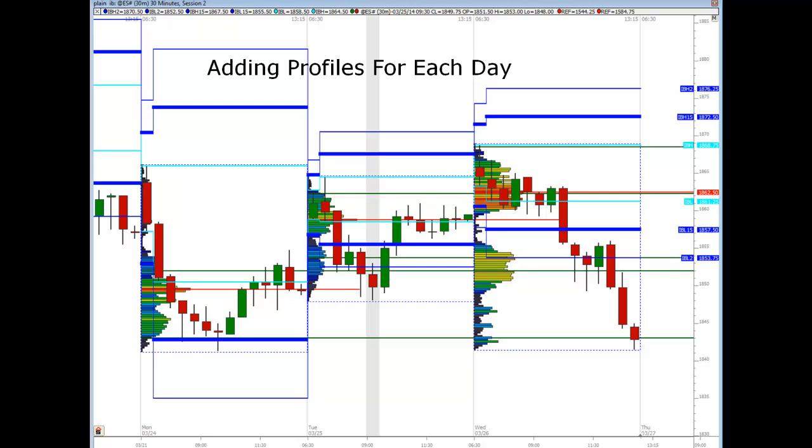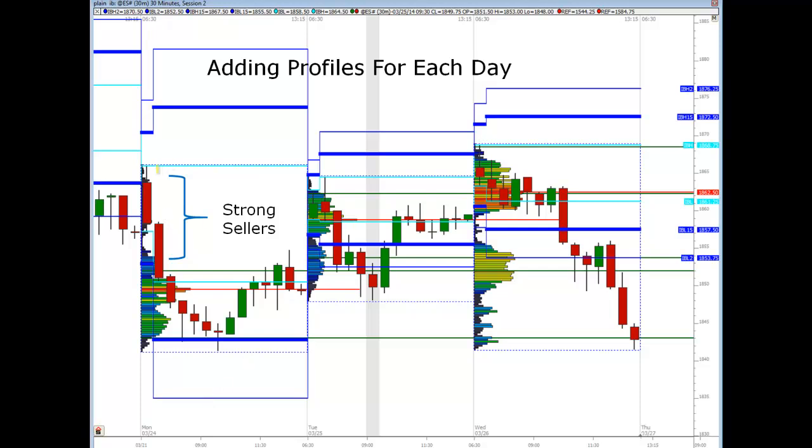So on this chart, each of the different days that you see has its day profile in addition to the initial balance levels. Having the profile on the chart certainly will show us some very interesting observations and will help to illustrate the power of the IB lines in tandem with profile analysis.